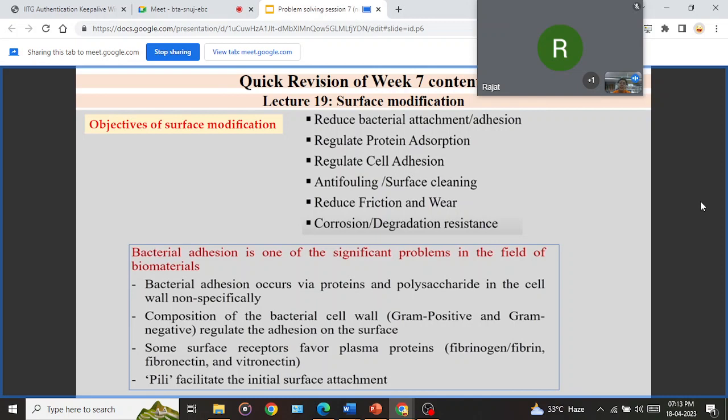So these basically occur via the protein and polysaccharide in the cell wall. And this is a non-specific interaction. The composition of these bacterial cell walls is either gram positive or gram negative in nature. So these regulate the adhesion on the surface. Some surface receptors favor the plasma proteins like fibrinogen, fibrin, fibronectin or vitronectin. And even pili that are present on the bacterial surface facilitate the initial surface attachment. So we do not want this bacterial adhesion on the biomaterial surface.